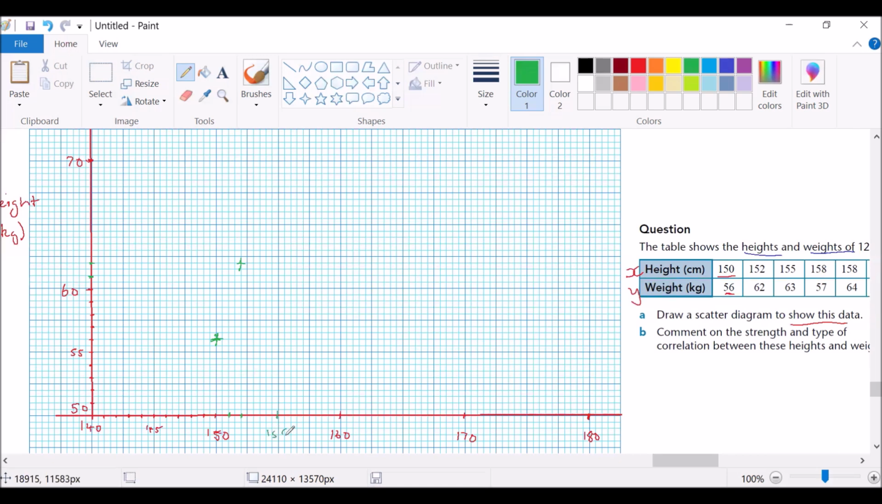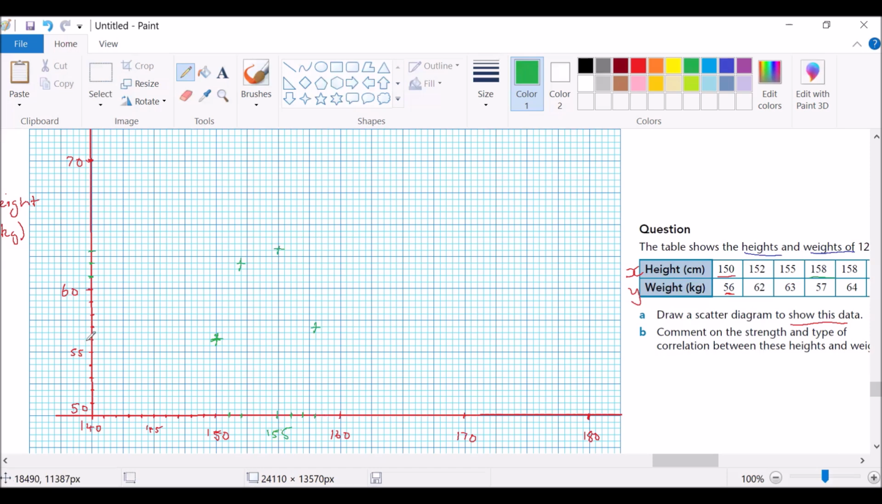155 is here. This is 155 centimeters corresponding to 63 kgs. 63 kgs here. 60, 61, 62, 63 kgs is there. And 155 is there. Then we have 158, 55, 56, 57, 58. 158 is there. It's corresponding to 57. 55, 56, 57 there. So our point is here.